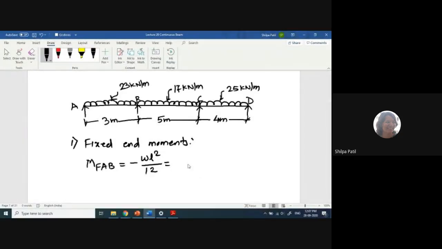So put the values. W is 23, L is 3. So 23 into 3 square by 12. What is the value? 17.25 kilonewton per meter square. Okay.